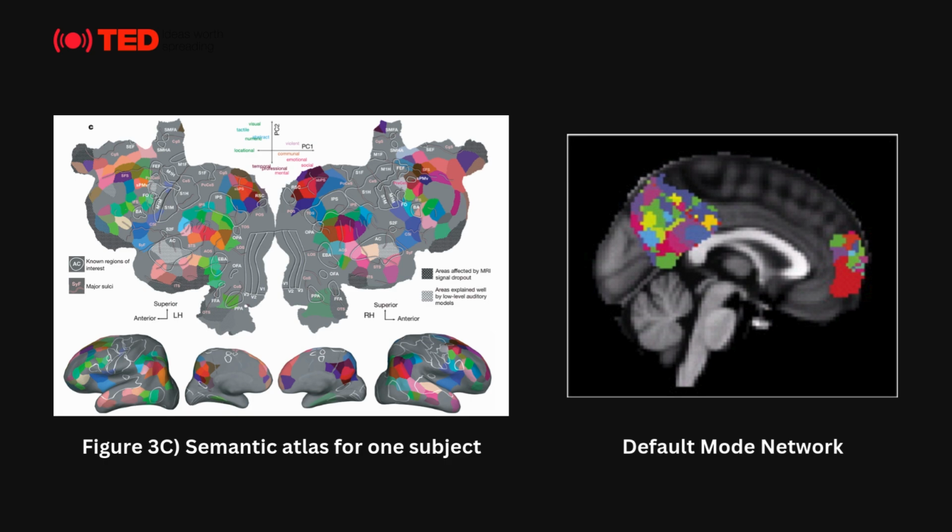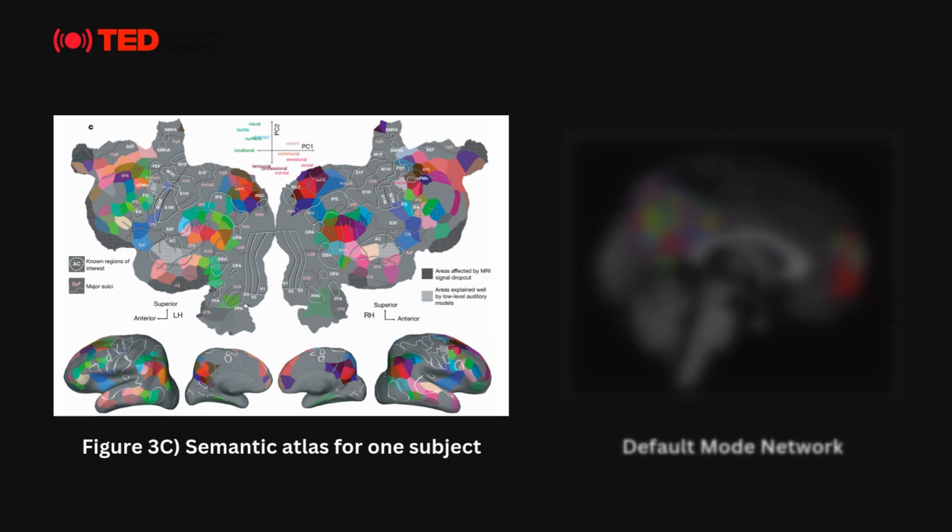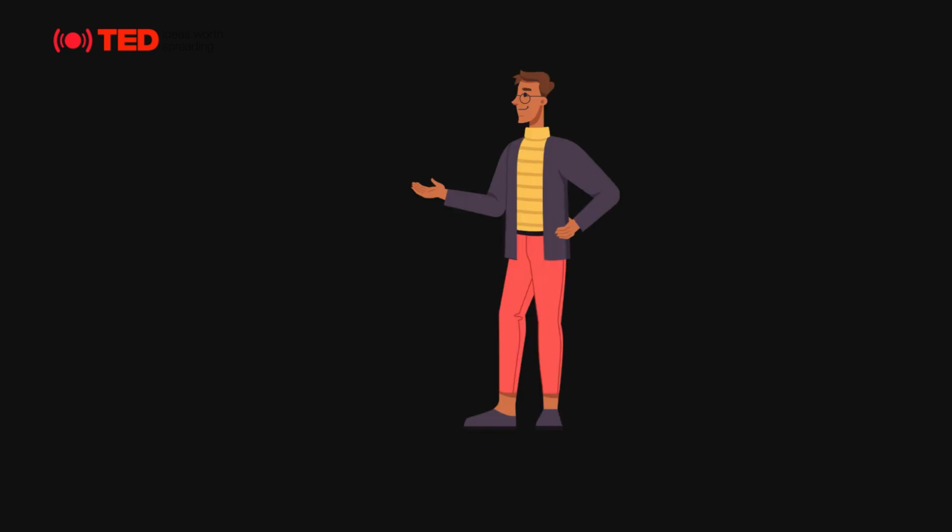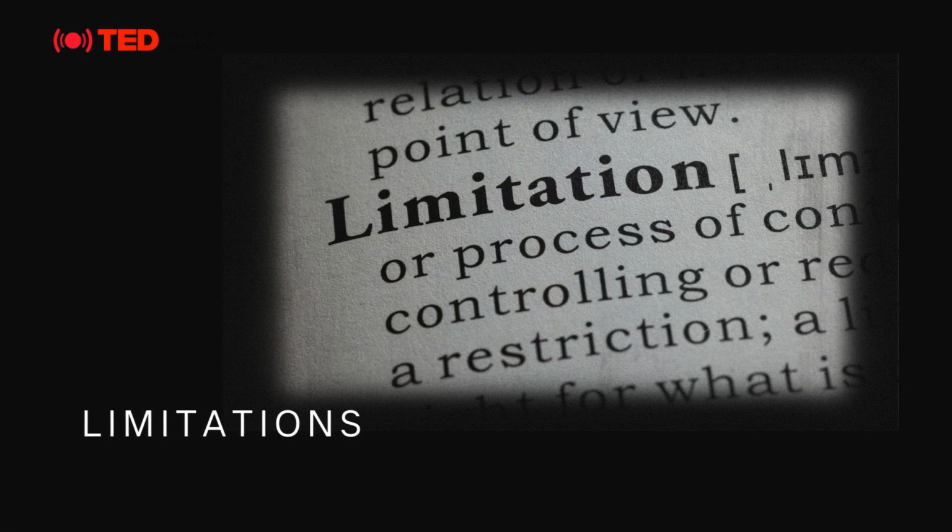This new atlas offers a detailed look at how language and meaning are processed across the brain, and provides a foundation for future research into the neurobiology of language. Even groundbreaking research comes with its challenges and limitations.